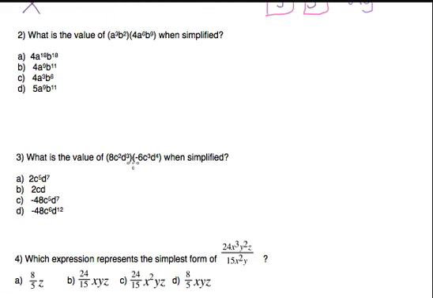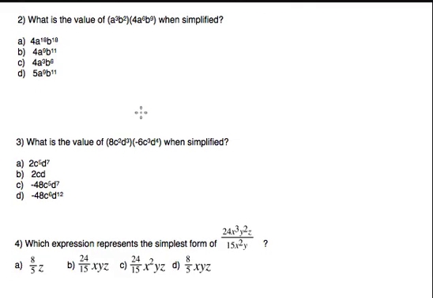Number 2. What is the value of a cubed times b squared times 4a to the 6th power times b to the 9th power? The easiest way to think about this, or what you should realize, is that all of these terms are being multiplied. All of this is just one big multiplication problem, and multiplication is commutative.